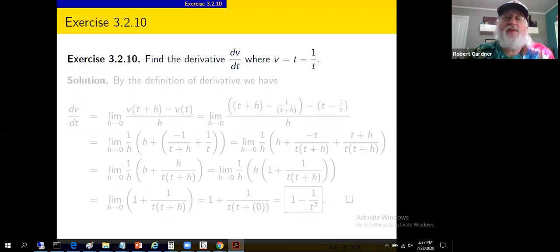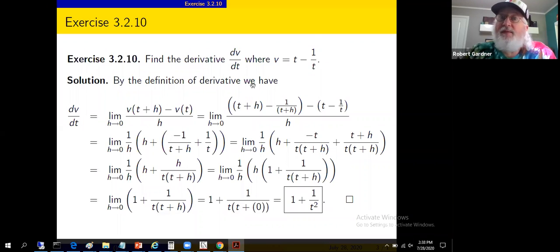So find the derivative, dv dt. Okay, I use v's and t's instead of f's and x's, but they're dummy variables. Where v is a function of t of the form t minus 1 over t. Okay, we'll go to the definition. Definition of derivative says derivative is a limit as h approaches 0 of the function evaluated at t plus h, t being the independent variable this time, minus v of t divided by h. Same thing we had before when we had f's and x's instead of v's and t's, but same format, same limit. Limit of this difference quotient.